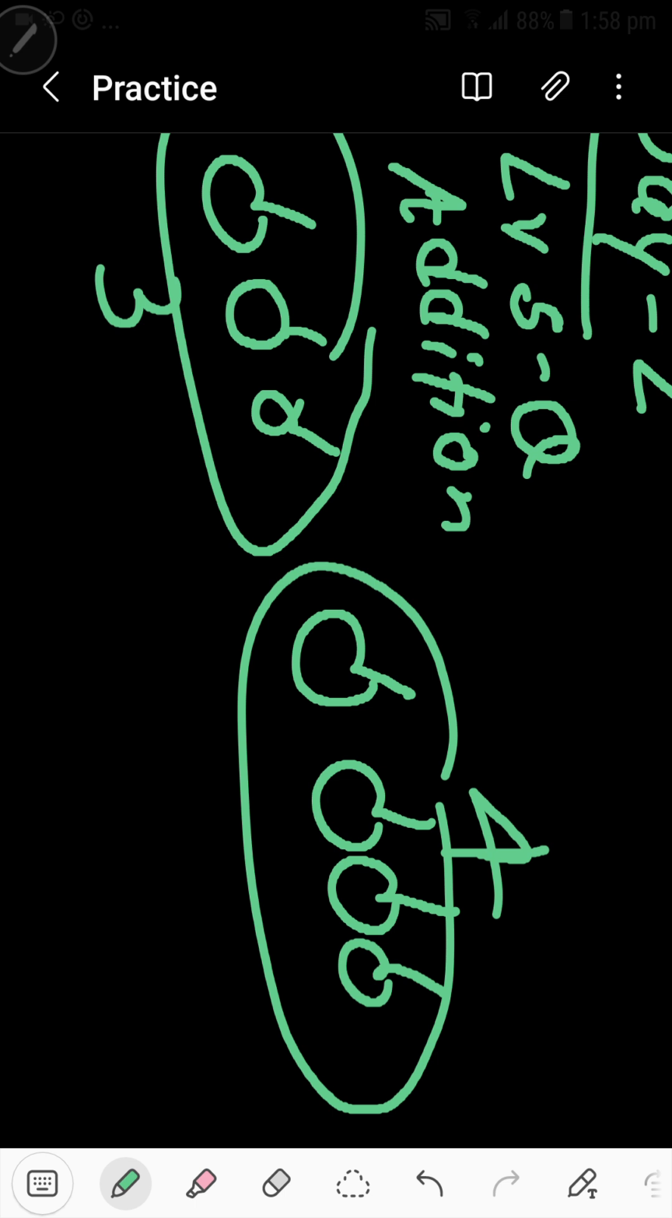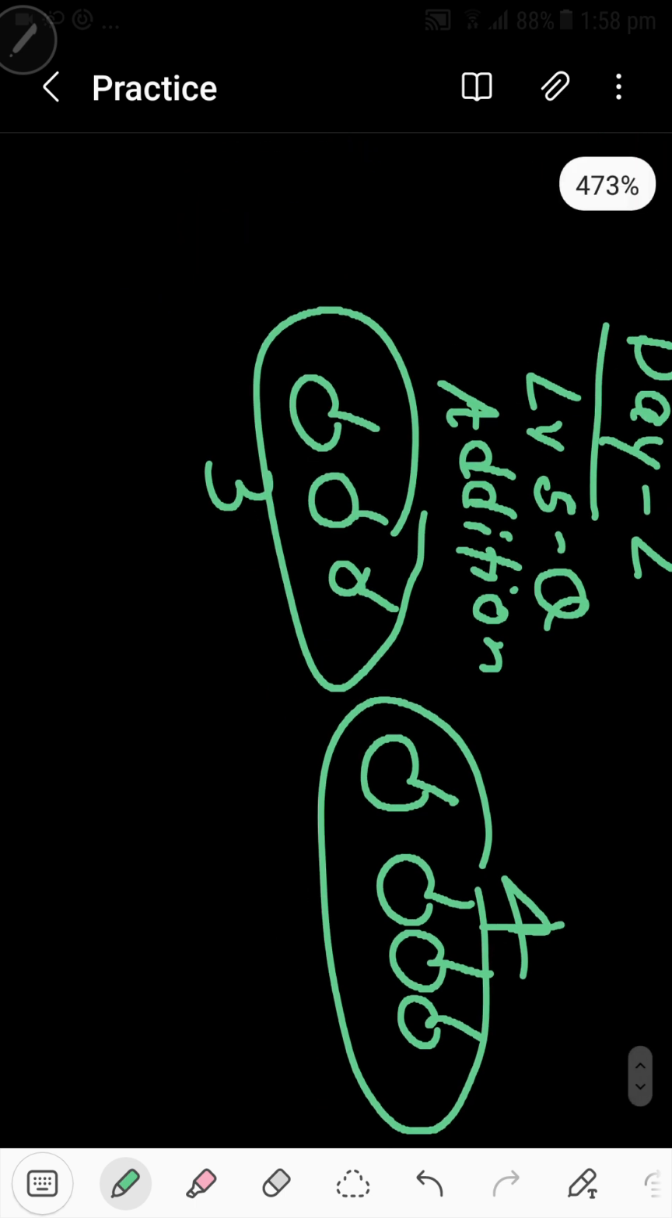The old school way, before you know any shortcuts, is you just dump them all together and recount from scratch. 1, 2, 3, 4, 5, 6, 7. 7 apples. Notice something, you didn't need addition to solve that. Counting alone gets you there.